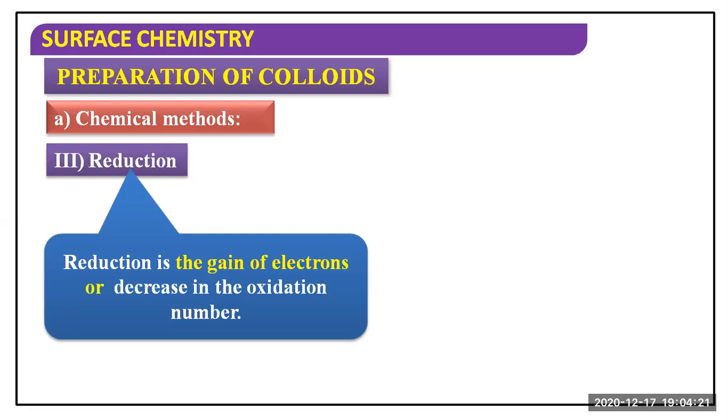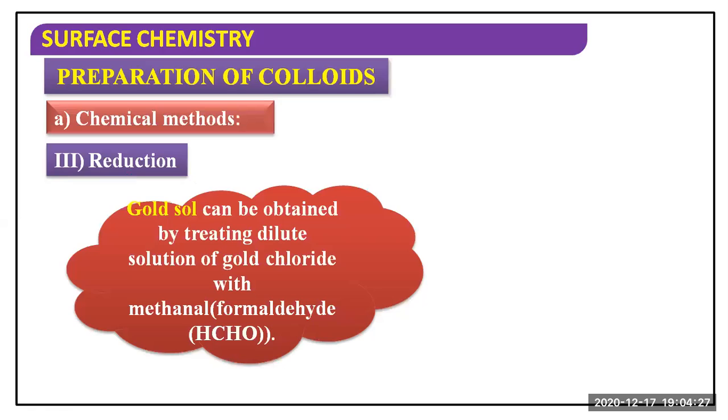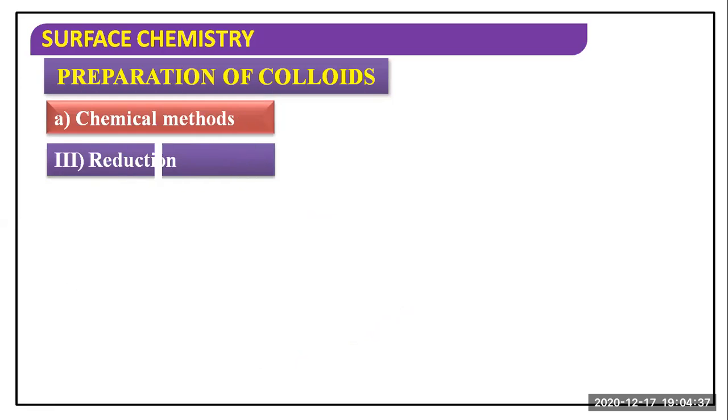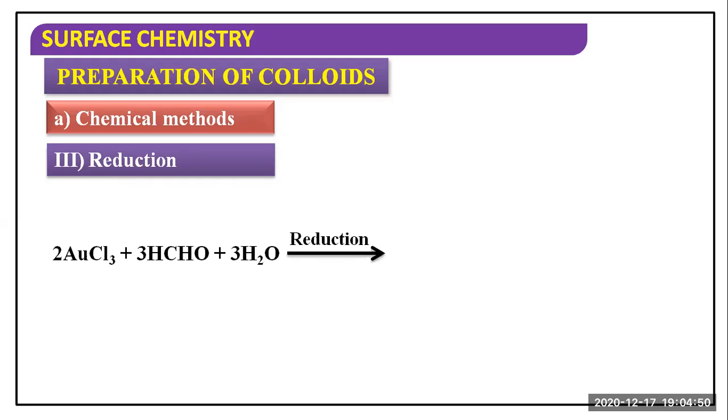Reduction is gain of electron or decrease in the oxidation number or addition of hydrogen. Gold sol can be obtained by treating dilute solution of gold chloride with methanol or formaldehyde. That means AuCl3, where the oxidation state of gold is +3, will be reduced to gold. So in this reduction, there is a +3 oxidation state and a 0 oxidation state.